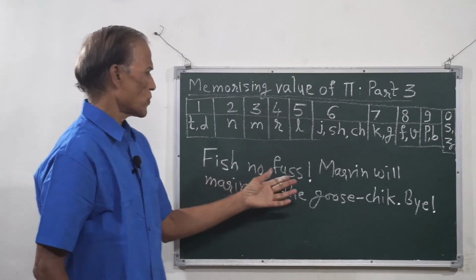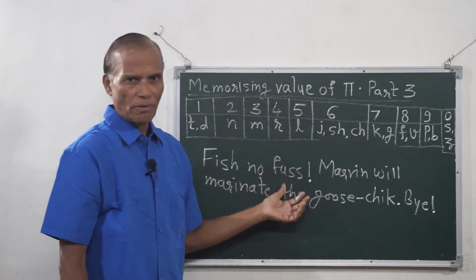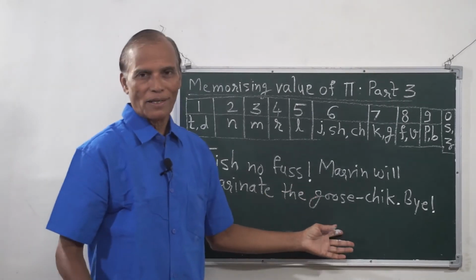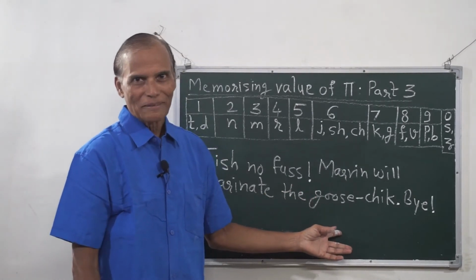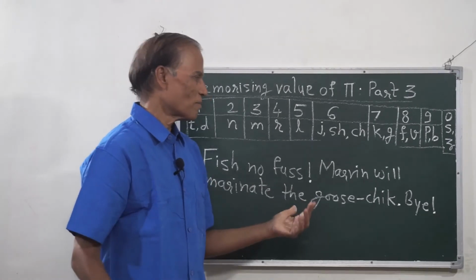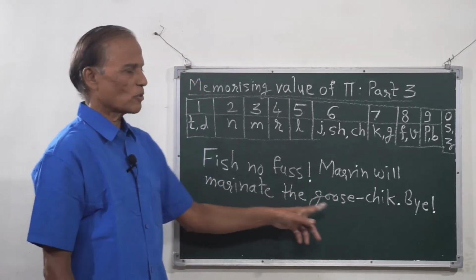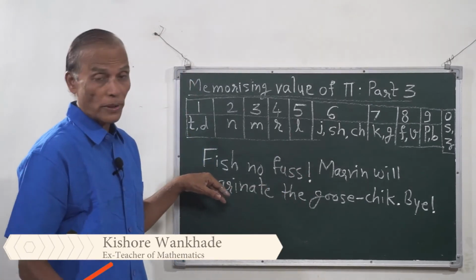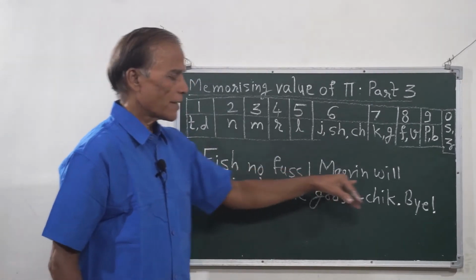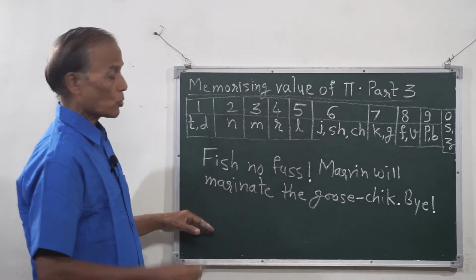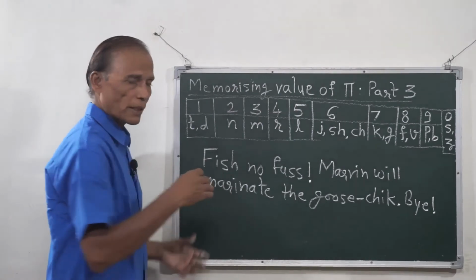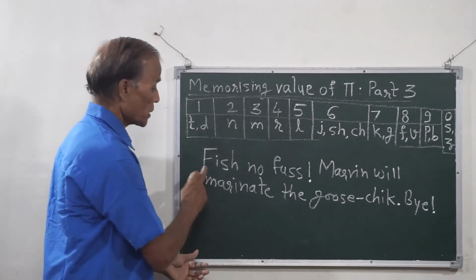Fish no fuse. We are not so excited about fish. We can have goose cheek in our today's meal. So Marvin will marinate the goose cheek, and no, not fish. Fish is not there. This is the sentence which takes us to the last 20 digits. Let us transform these sentences to digits.